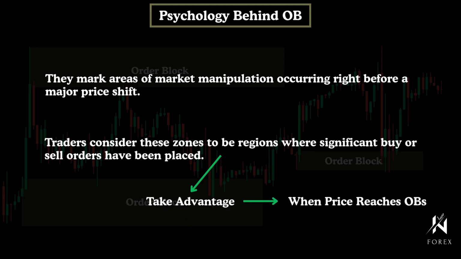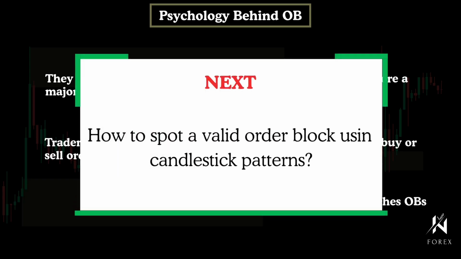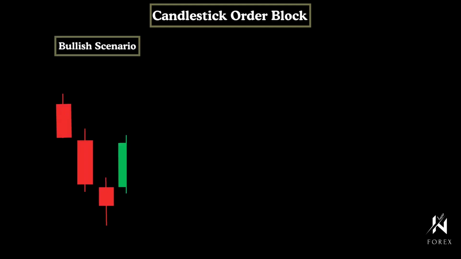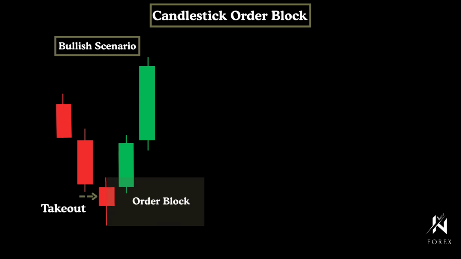Now, let's move on to the next topic and explore how to spot a valid order block using candlestick patterns, along with the different scenarios you might come across when identifying candlestick-based order blocks on the chart. In a bullish setup, a candlestick-based order block is identified as the final bearish candle before the price begins a strong upward surge. This candle often dips below or sweeps the liquidity from the lowest point of the preceding candle. For instance, in the bullish diagram, we highlight this red candle as a valid order block.